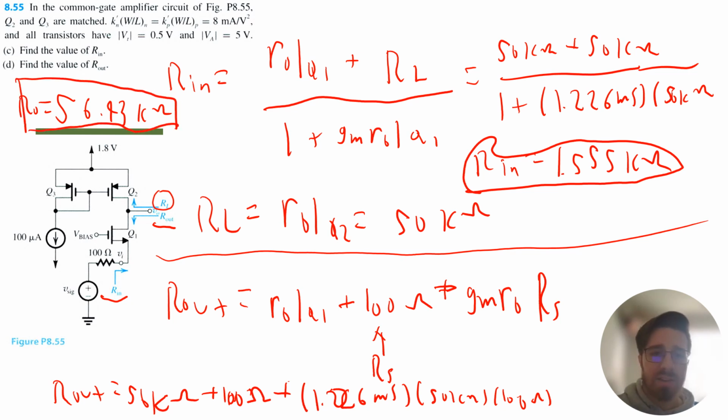So if I'm standing here at Rin, I would see 1.5 kilo ohms. And if I'm standing here at the output voltage and I look down, I would see 56.43 kilo ohms total. Let's move on to part E.